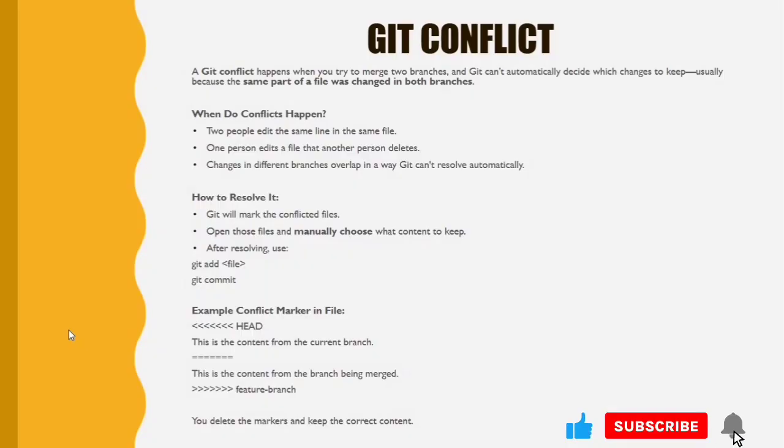When do conflicts happen? Let's see few situations here. Two people added the same line in the same file. One person edits a file that another person deletes, or changes in different branches overlap in a way Git can't resolve automatically.